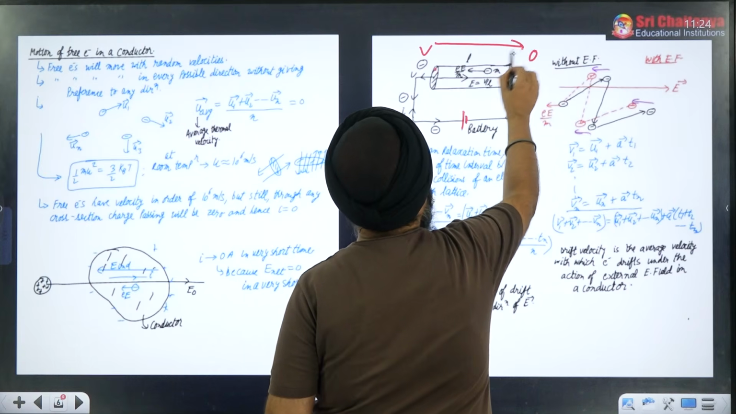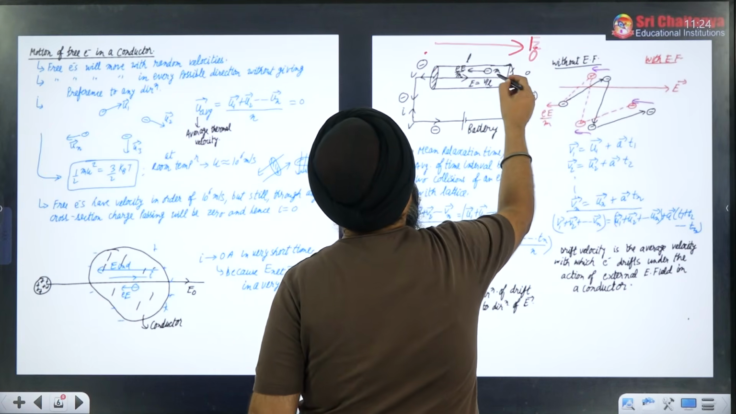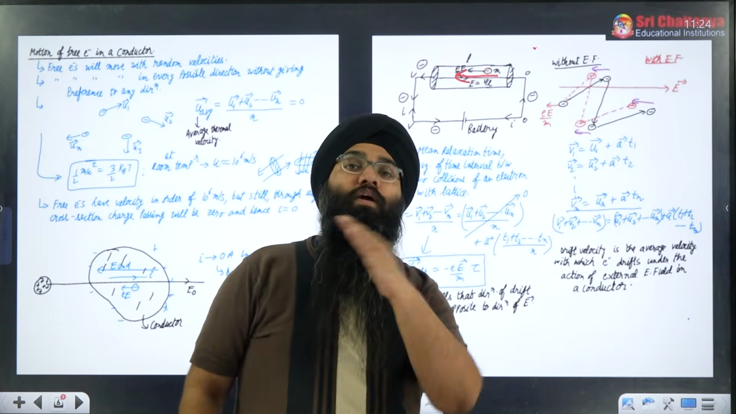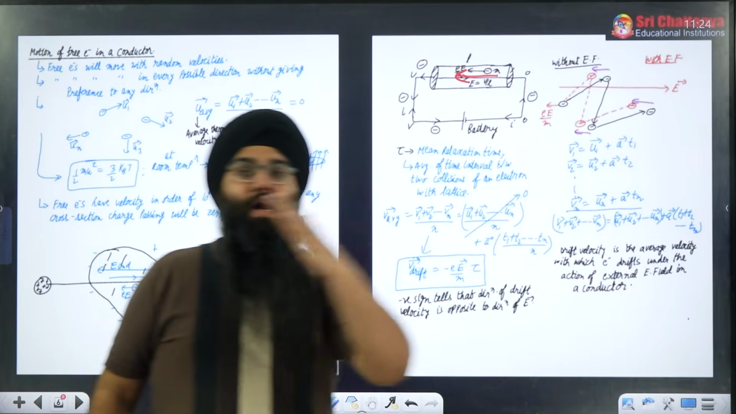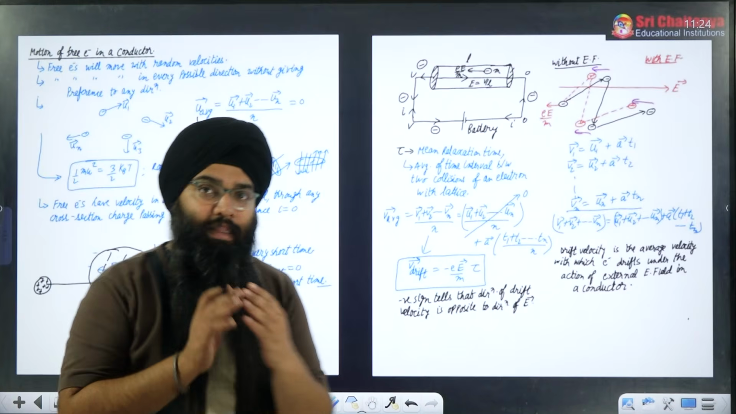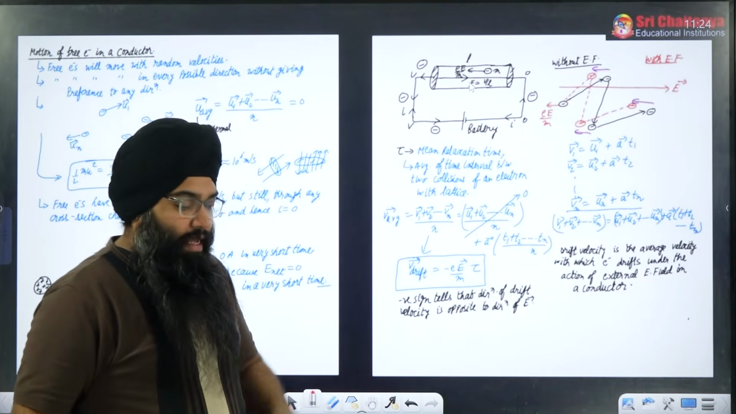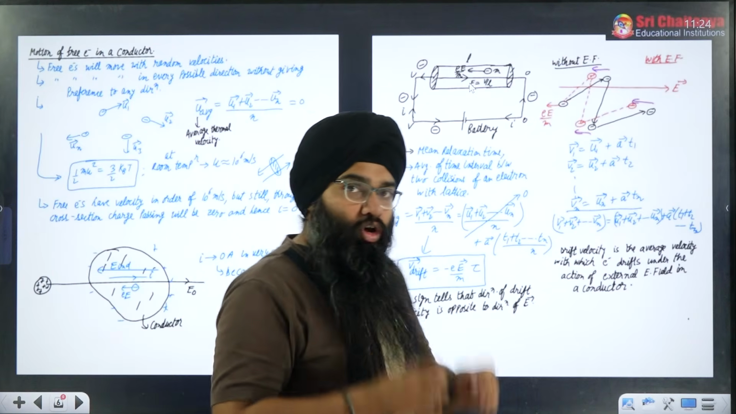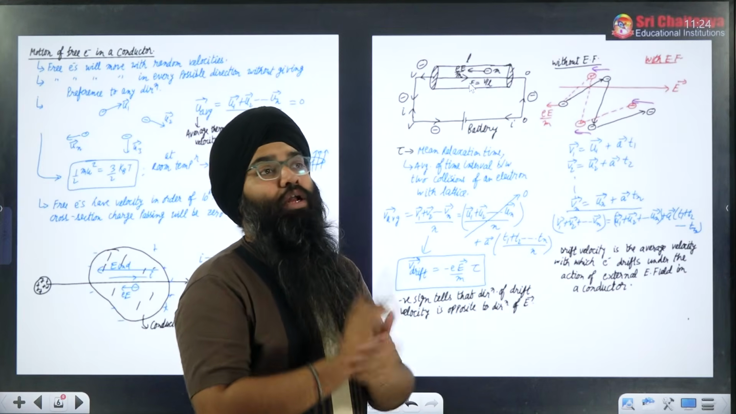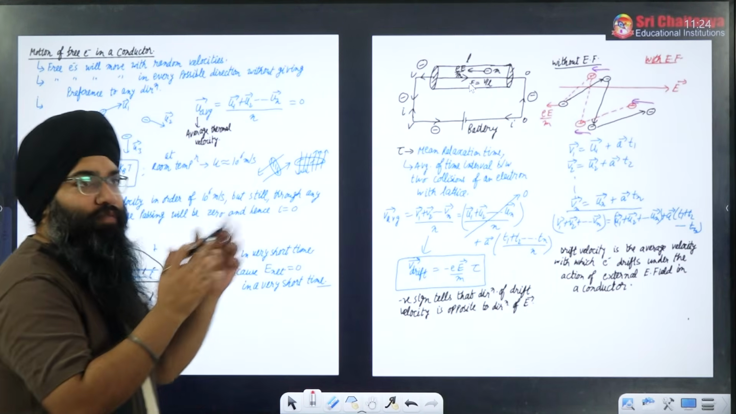The electric field inside the conductor will be from higher potential to lower potential. Because of this electric field, the electrons will experience a force opposite to the direction of the electric field, and they will start drifting from lower potential to higher potential. In terms of positive charges, the positive charges will start drifting from higher potential to lower potential. This velocity with which the electrons drift inside the conductor because of the electric field is called the drift velocity of the free electrons.